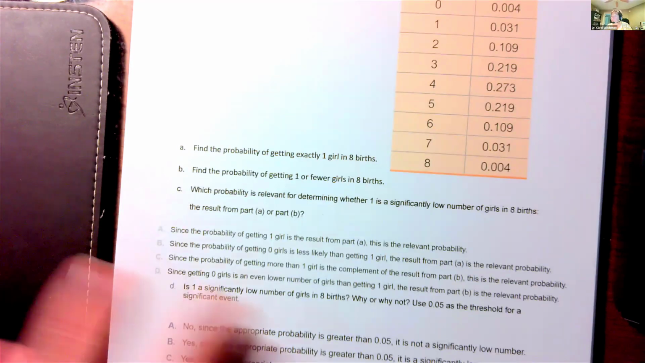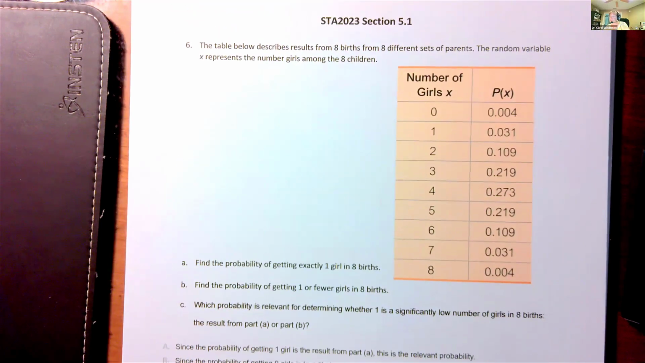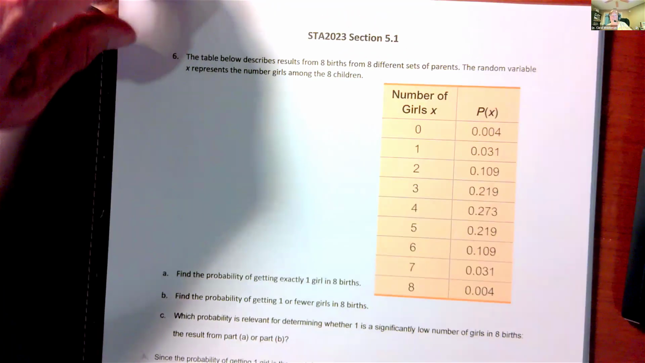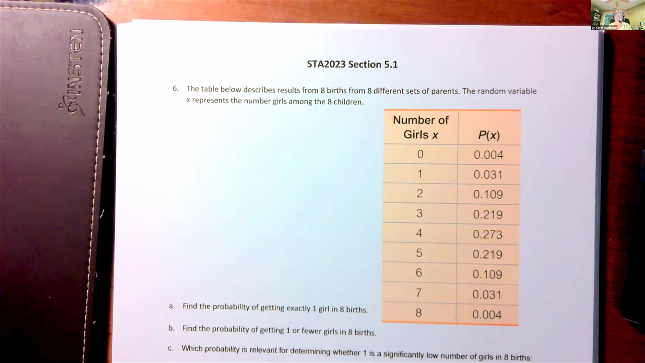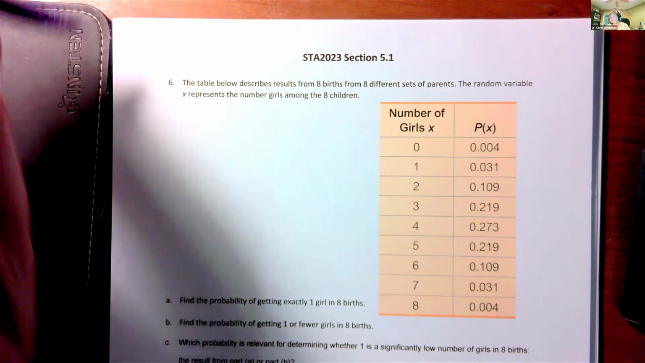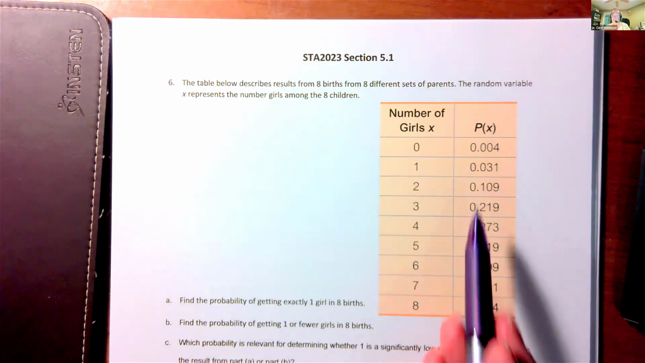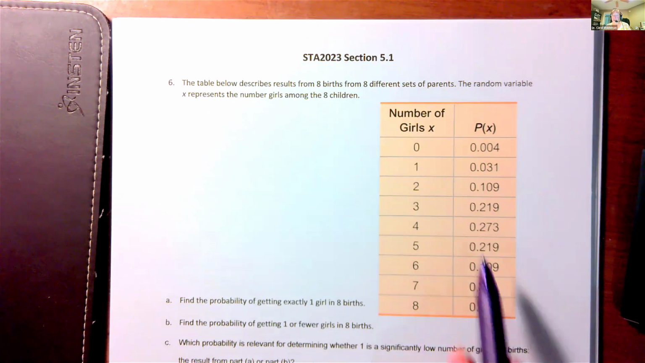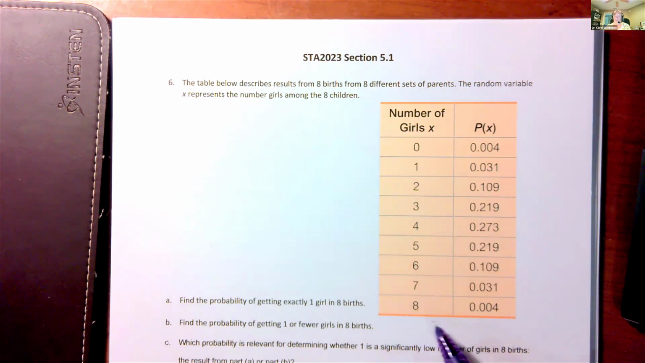Okay, so let's go back over to the sheet, because the last one we can just do on a piece of paper. So in this case, I gave you the probability distribution, and we're just going to answer some questions from it. So it says the table describes results from 8 births from 8 different sets of parents. The random variable represents the number of girls among the 8 children. Okay, so the girls could range from 0 to 8, and then the probability of among the 8 children having that many girls is given in the table.